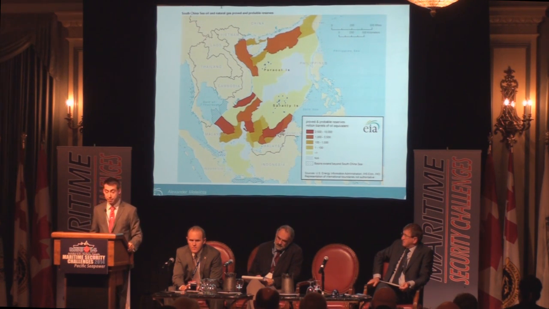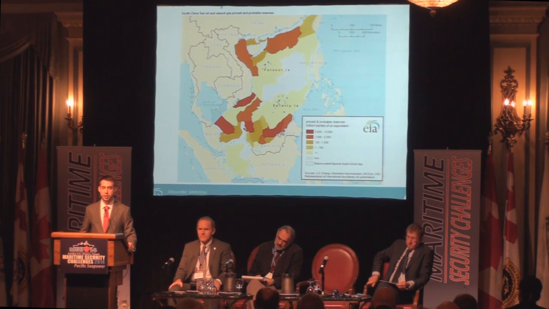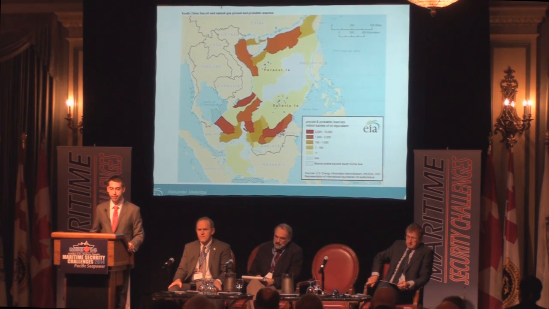Conspicuously, what's missing from this picture are the Spratly Island chains and the Paracel Island chains, which have very, very few reserves. We're talking maybe less than 1 million barrels in most of these places, which is nothing for a country, really a drop in the bucket.